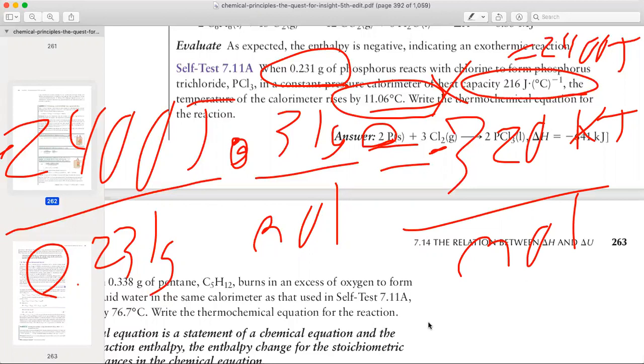Wait, so Dr. Dave, did you round in this instance? Yes, I did. Okay, got it. Thanks. Yeah, I rounded. Okay, so is that clear?